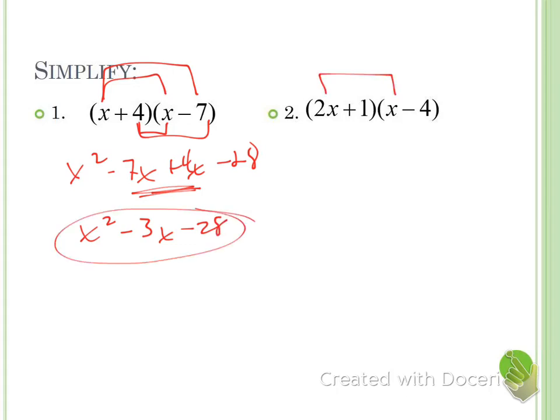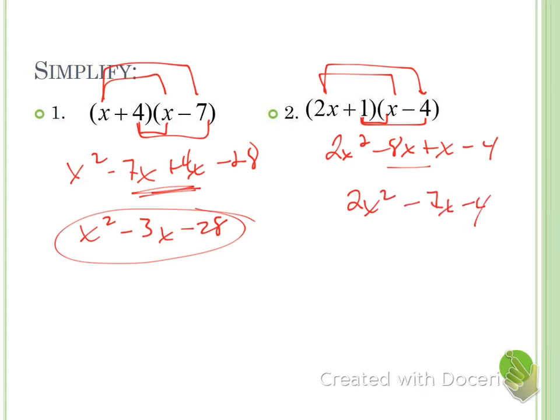Same thing here, first times first gives you 2x squared. And then outside times outside gives you negative 8x. Inside times inside gives you 1x. And then last times last gives you negative 4. Combine those like terms, you get 2x squared minus 7x minus 4.